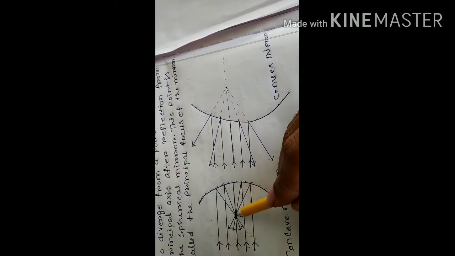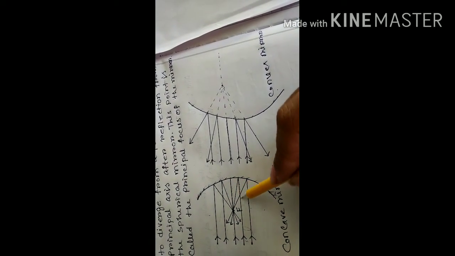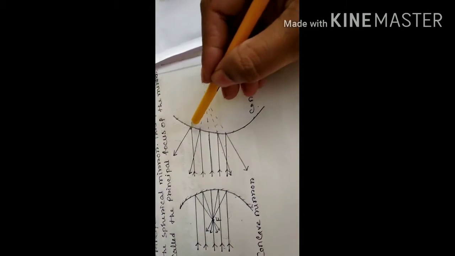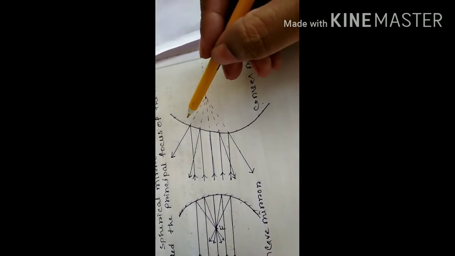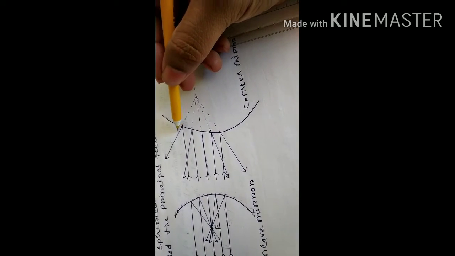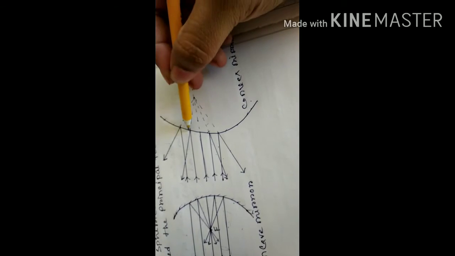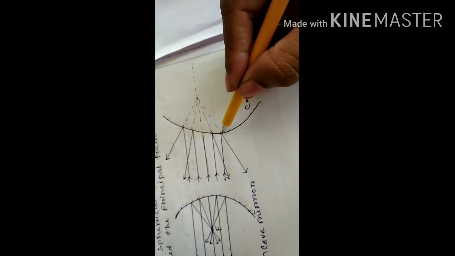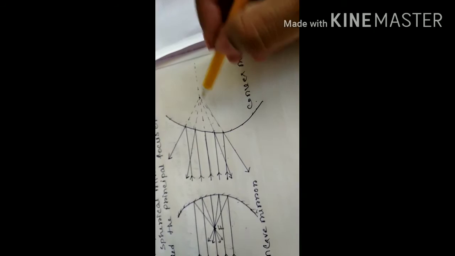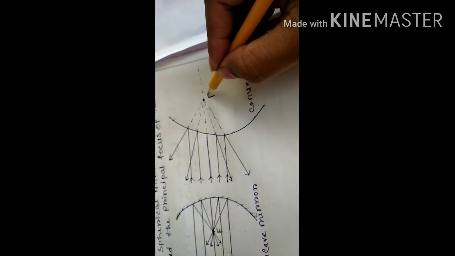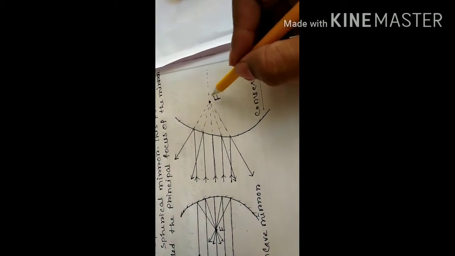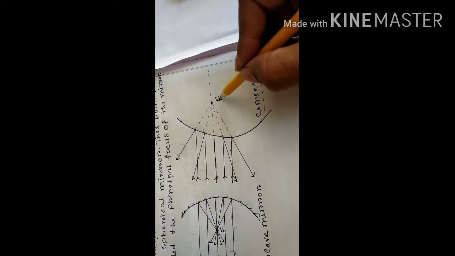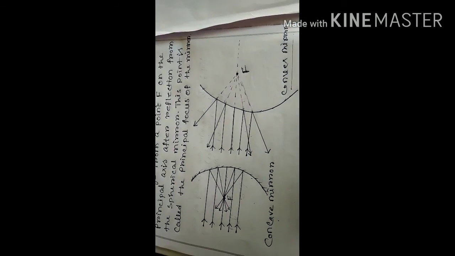In the concave mirror we get a concentrating point, that means all the rays meet at a point. But in this case, we are not getting a concentrating point. So, to find one, we extend these reflected rays backward. Then here we get one point, and this point's name is principal focus. So, for a convex mirror we get a virtual focus, and for a concave mirror we get a real focus.